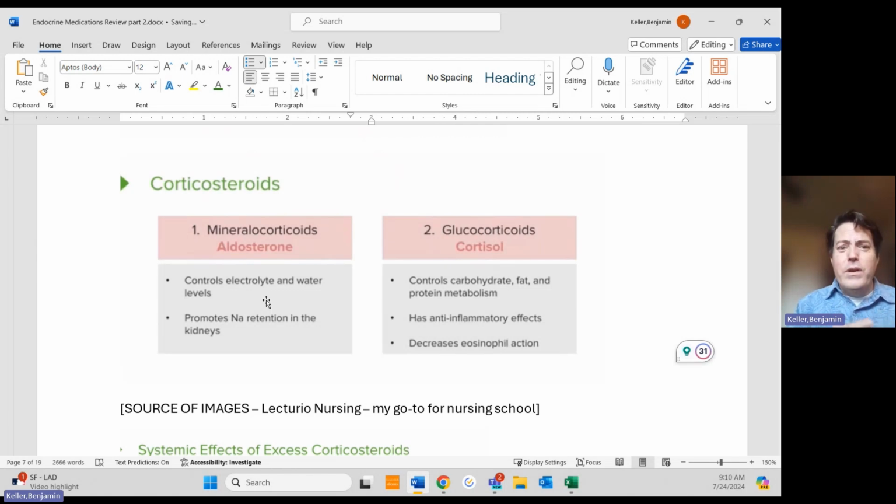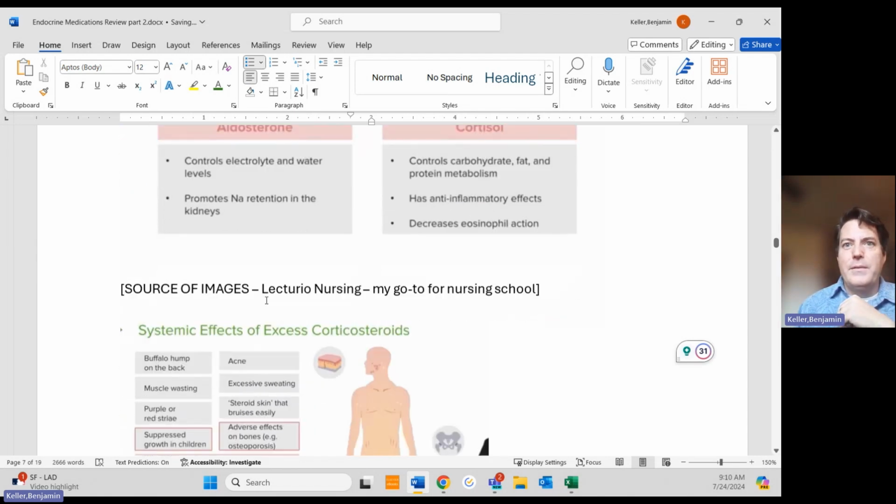Then we have glucocorticoids, and those control fat, protein, and carb metabolism. They have anti-inflammatory effects. And so we often give them for things that are immune system related, like asthma. They also decrease eosinophil action. So those are kind of our go-tos for autoimmune issues too. We're going to take a look at those in just a minute.